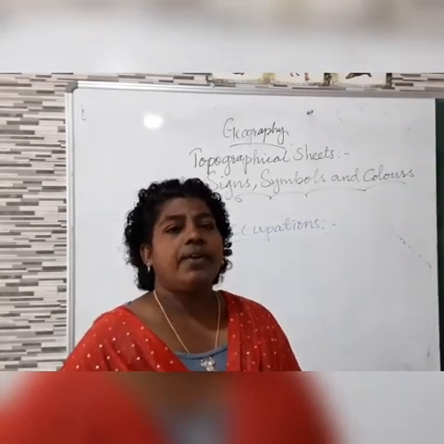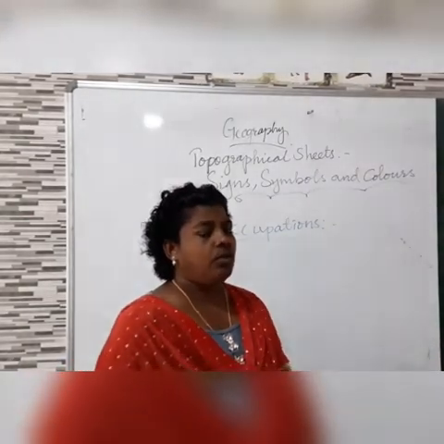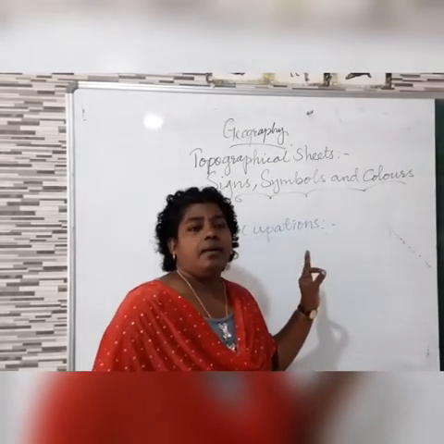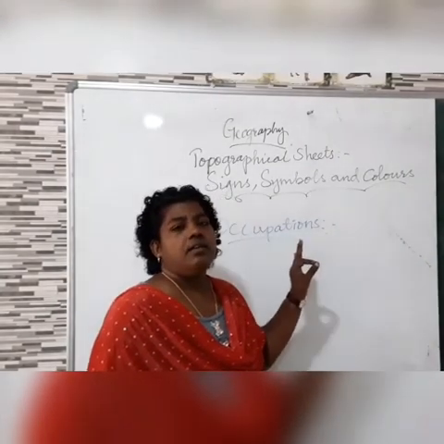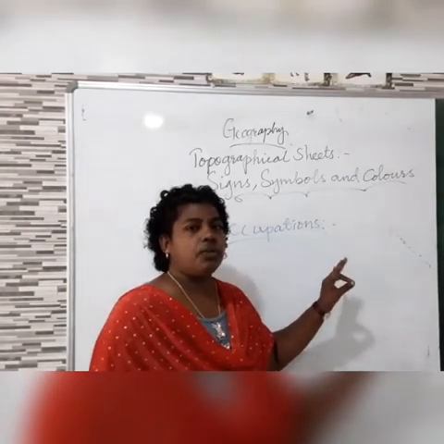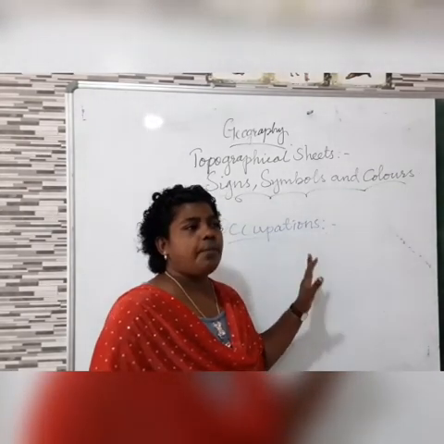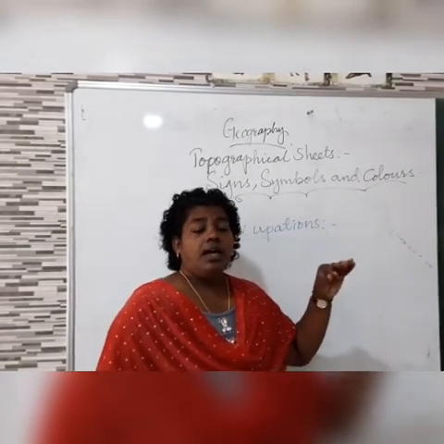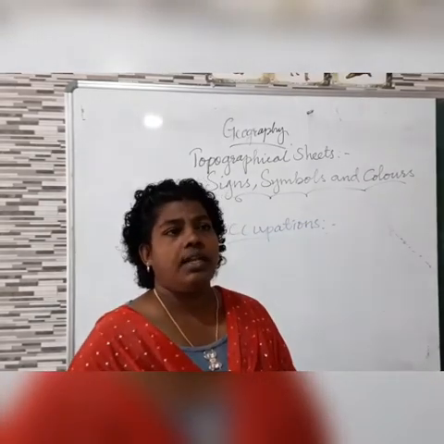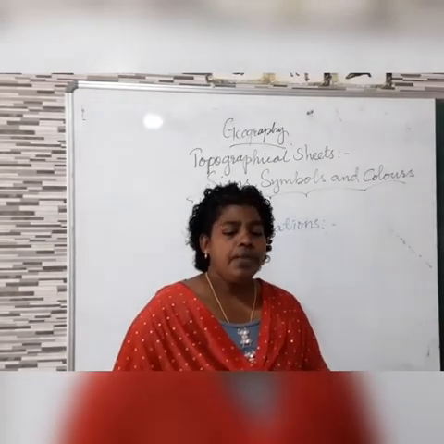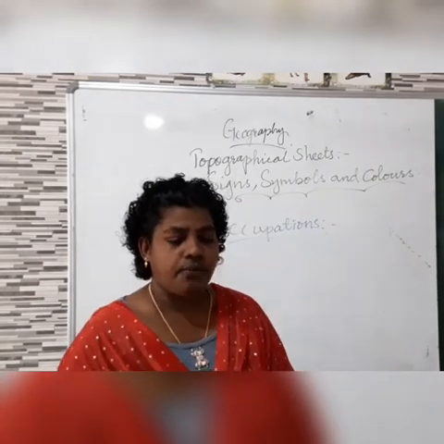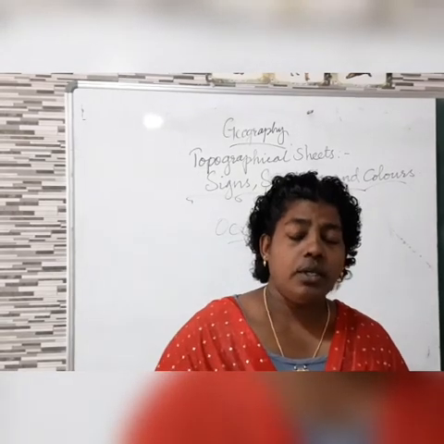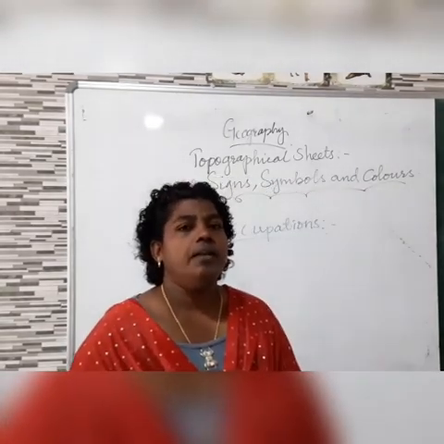And different transport and communication. The black color indicates the particular transport and communication, what type of transportation is used in the particular place. And the land use. Land use is based on the relief of the land. What is land use? Land use refers to the way a piece of land is used in an area for different purposes.